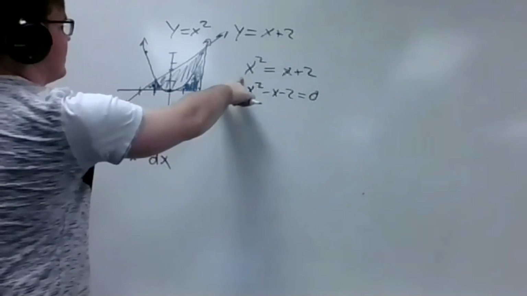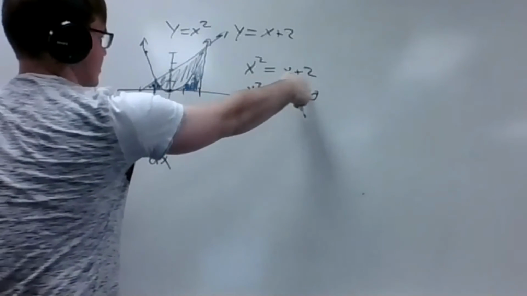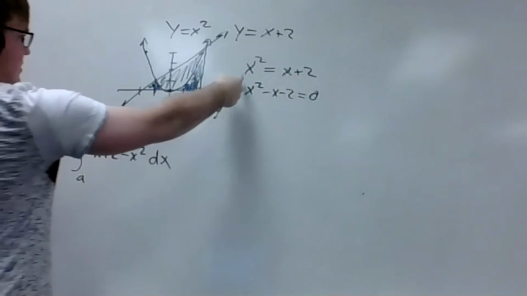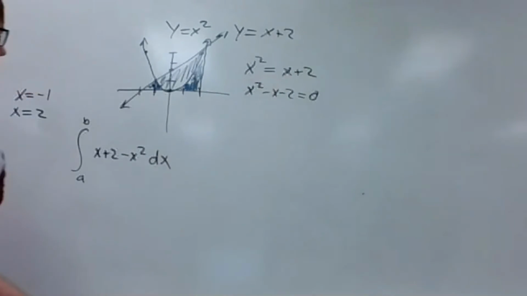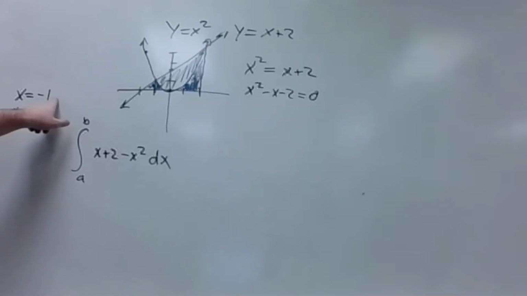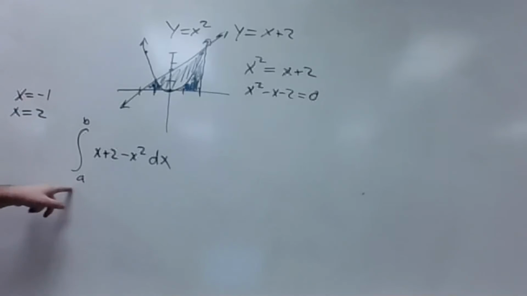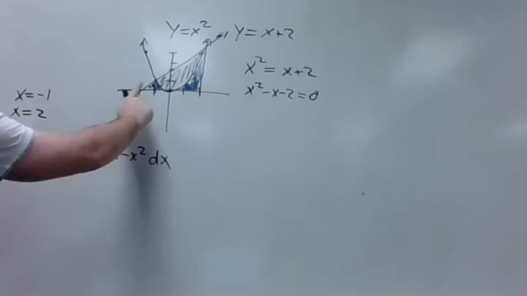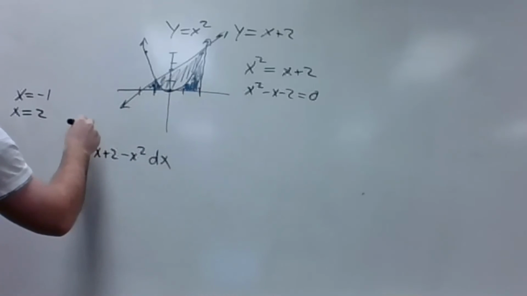If we plug in a -1, that's 1. -1 plus 2 is 1, so that works. And then 2, so 4 equals 4, right? And so those are going to be our bounds. And the lower bound always goes on the bottom, because we're going to go from left to right. So we're going from -1 to 2.